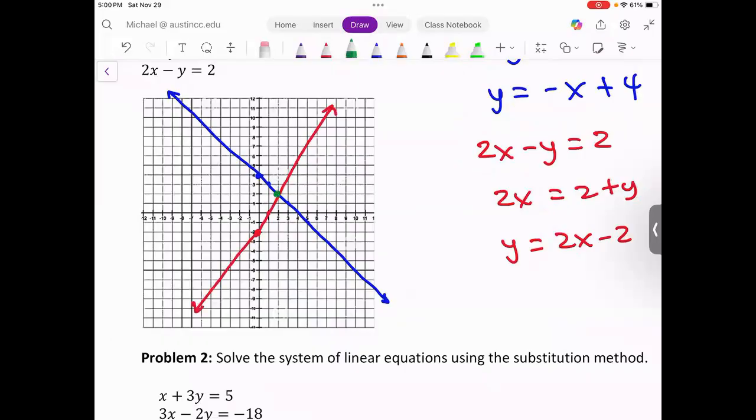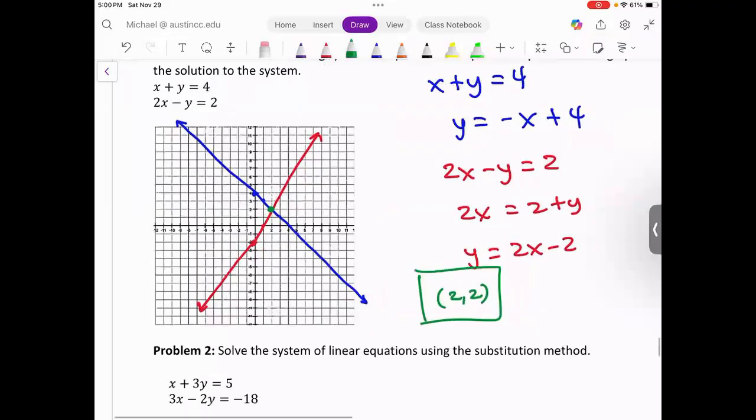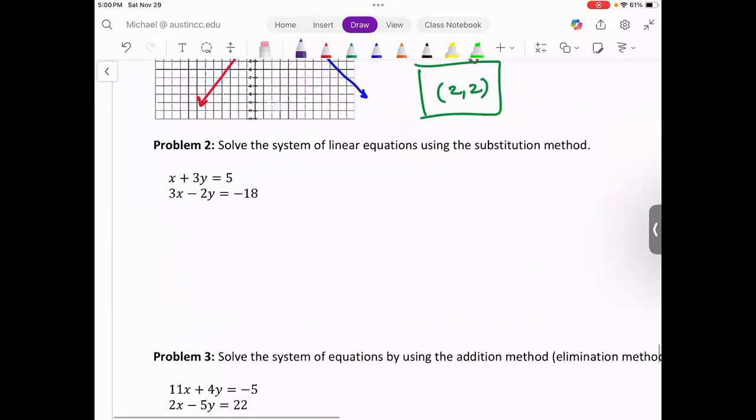And we see we've got this intersection at the point 2, 2. And that is our answer. Where they intersect is the solution to the system. So that's one way to do it. We can also use the substitution method.